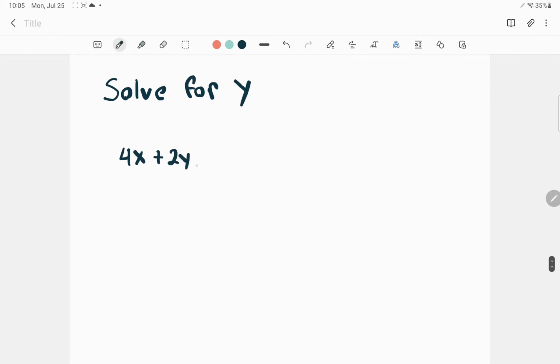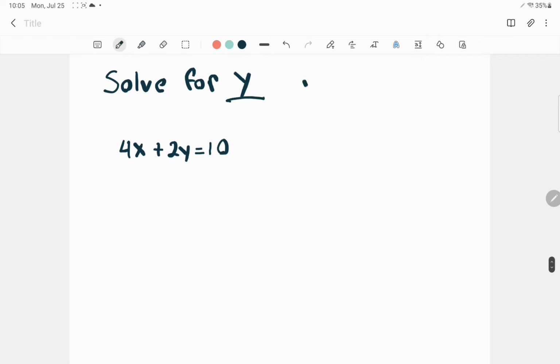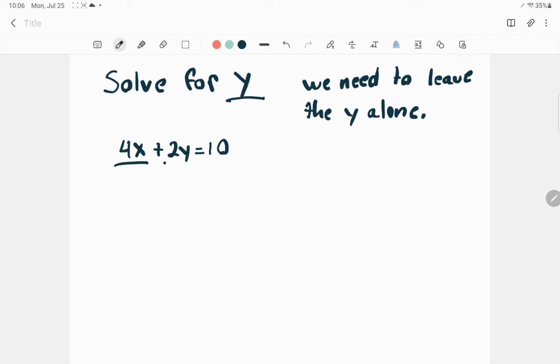4x plus 2y is equal to 10. I'm telling you we are solving for y. What that means is that we need to leave the y alone. We cannot have anything next to the y. And as you can see, I have the 4x and the 2 next to the y, or on the same side. We're gonna have to move all of this right here to the other side, okay?